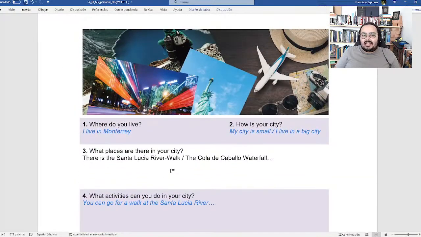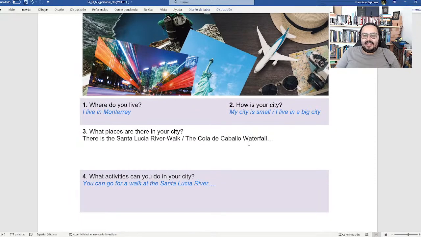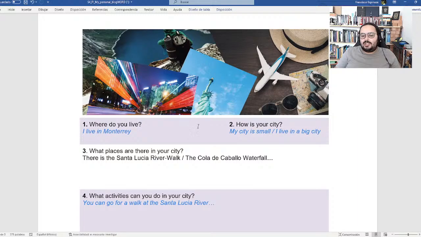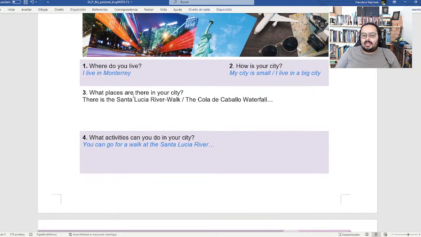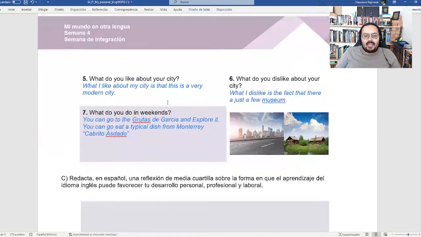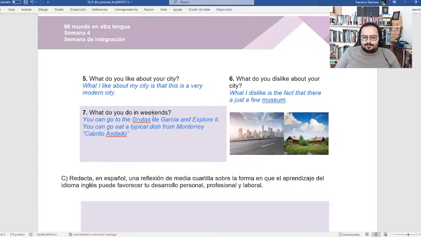¿Ok? En la sección B dice: responde a cada pregunta planteada para completar tu primera entrada, el first blog post. Vamos a contestar where do you live, de dónde vives, cómo es tu ciudad, qué lugares interesantes hay en tu ciudad, qué actividades puedes hacer, qué es lo que te gusta y qué es lo que no te gusta de tu ciudad y qué es lo que recomiendas hacer los fines de semana.